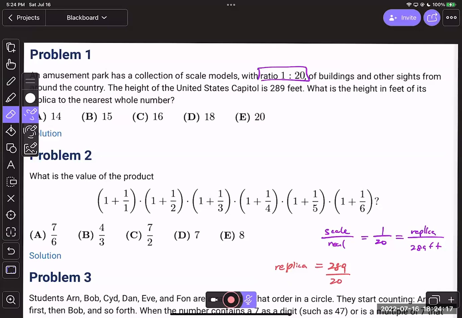Can you repeat that, please? I couldn't hear you. What is 289 divided by 20 rounded to the nearest whole number?